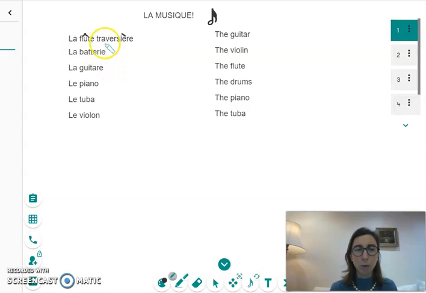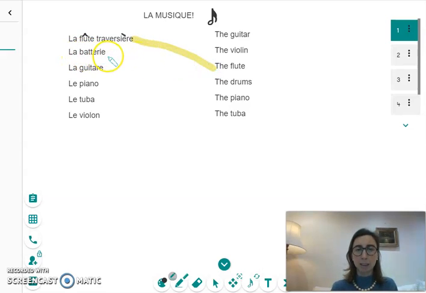Okay, so going to have a little look here. We have la flûte traversière. Now, I'm going to highlight between them. Have a little think. What do you think la flûte traversière could mean? Have a look at the different options. Now, could it be the guitar? Do you see any link between the two? Maybe not. The piano? No. La flûte traversière, we're going to join it up, is the flute.